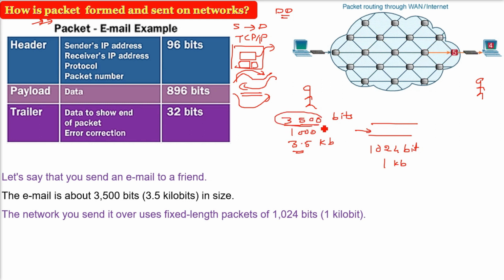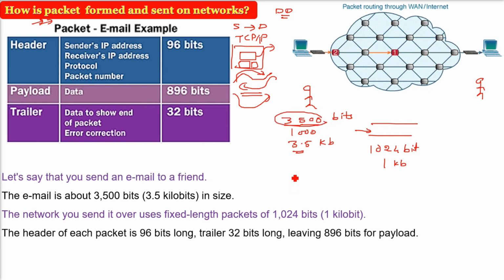The email is not of the size which the network wants. So we have to divide this 3500 into parts. Those parts are nothing but the packets. Every part has a header, trailer and body. The header will have the sender IP, receiver IP, the protocol being used, packet number, the synchronization bit, etc. Now if the header size is fixed at 96 and the trailer size is fixed at 32 bits, then 96, 32 and 896, if you add this, that comprises the packet size. That is, you can have only 896 payload in one packet.